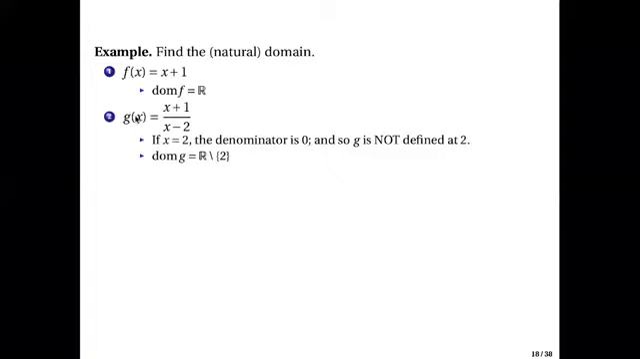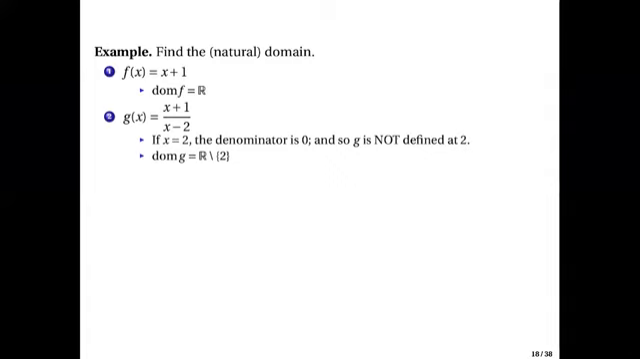Let's have this. g of x equals x plus 1 over x minus 2. Take note of this. If x is equal to 2, the denominator will be 0. And therefore, you will have 2 plus 1, that's 3, over 0, and that's not defined. So g is not defined at 2.